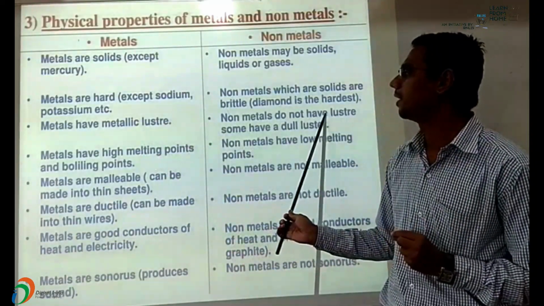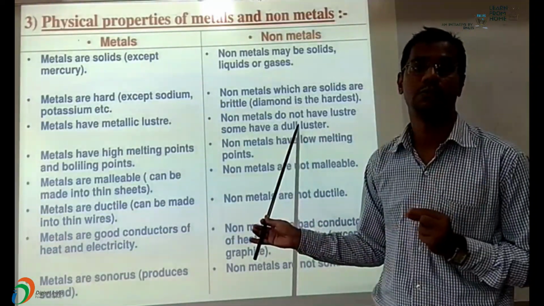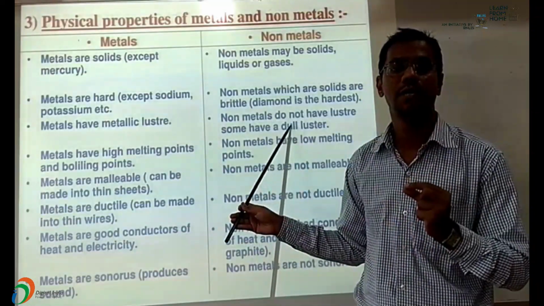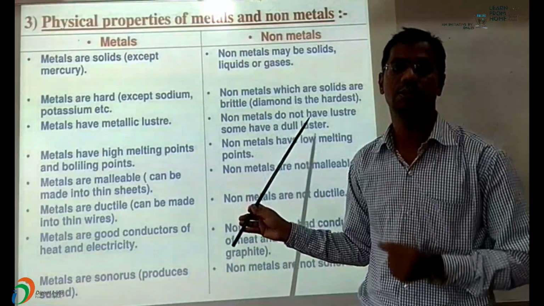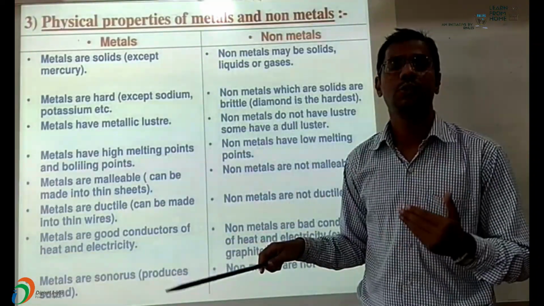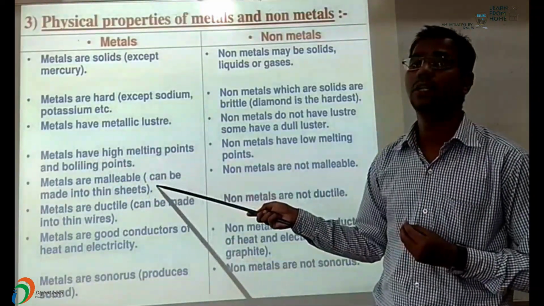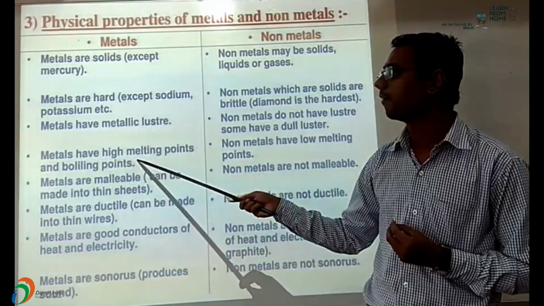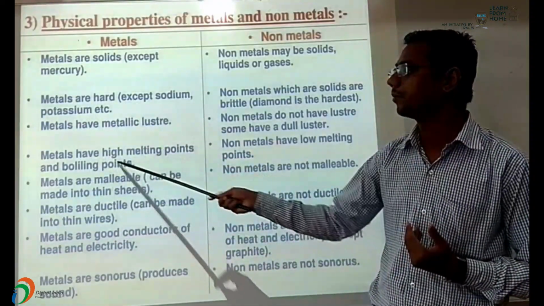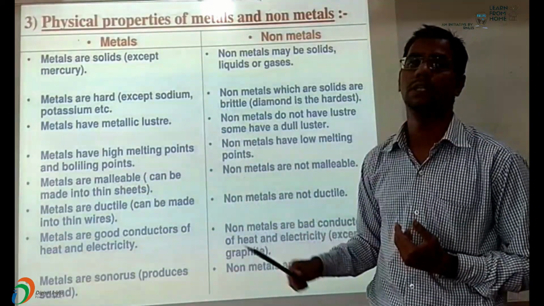Non-metals, they do not have a luster, but some have the luster. So which non-metal has a luster? Example is iodine. You can see iodine, it is in crystal form and they show very fine lustrous nature. Metals have high boiling point. As they are hard in nature, they require very high temperature to melt. So that's why they have the high melting point and boiling point. Non-metals, they have low melting point and boiling point.